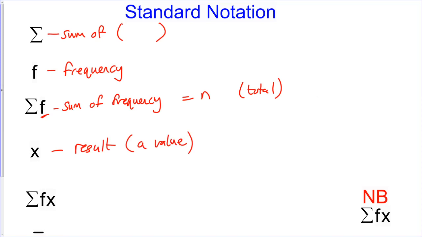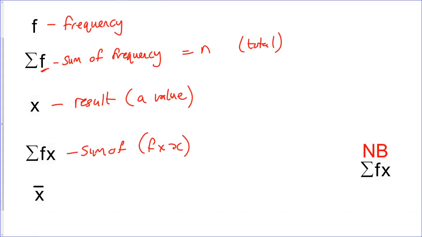So that means things like sigma fx is the sum of f multiplied by x. So this starts to give almost like a sentence. This says add up all of the frequencies multiplied by the x values, the results. We'll see things like this coming up later. It's just important to start realizing that these are sums. Scrolling down here we have an x with a line on the top. This we're going to have as the mean of x, and we're going to pronounce this x bar.